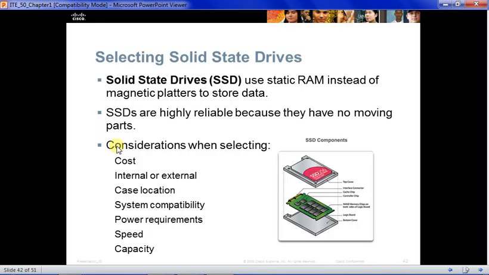So again, in your reading, you have a flash presentation that shows you different types of these. It also goes into the common types of media cards: the SD, micro SD, compact flash, and memory sticks. And these SSDs, which is the abbreviation, are considered highly reliable because they have no moving parts.